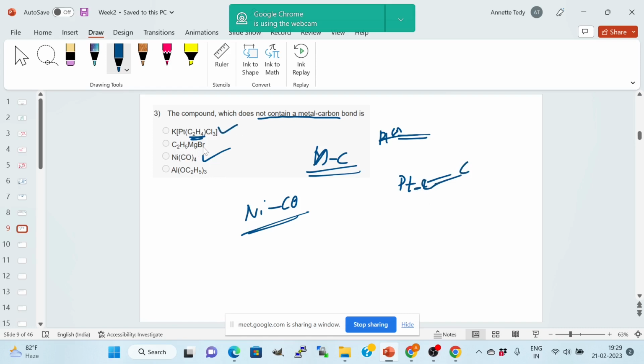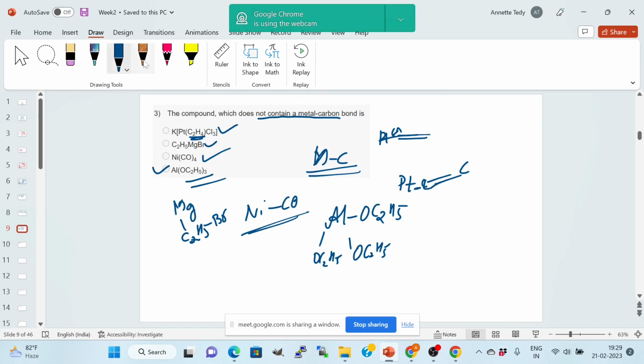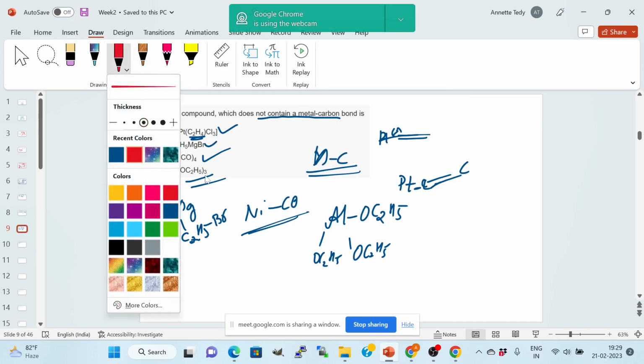Then this reagent, I think everyone knows, right? Magnesium and then C2H5Br. So there is also a direct bond. This one does not have one, because Al is connected with oxygen, OC2H5. So except this one, everyone else has a metal-carbon bond. So this is the answer. Is it clear?